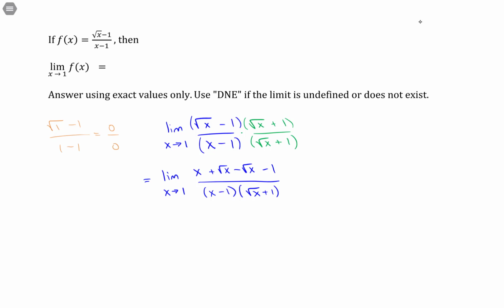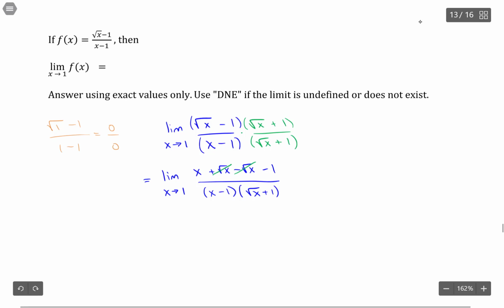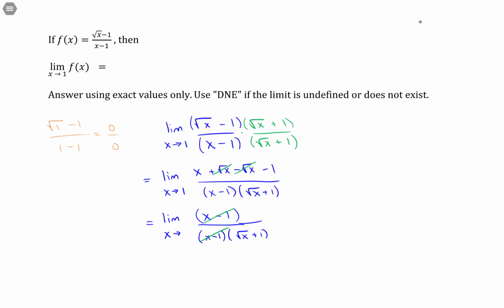Now, in the numerator, if you'll notice, I have a positive square root of x and a negative square root of x. Those cancel each other out. And then what's left in the numerator is just the factor x minus 1, which matches this factor of x minus 1 in the denominator. So that whole factor will just cancel away. Had we multiplied this denominator through, we wouldn't have seen that. So, whoops, there's a 1 there.